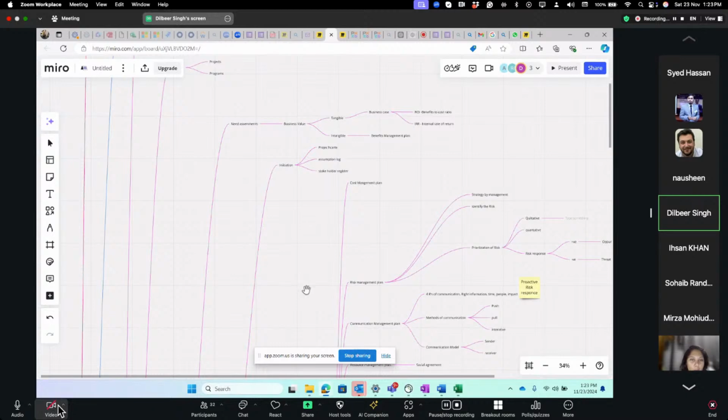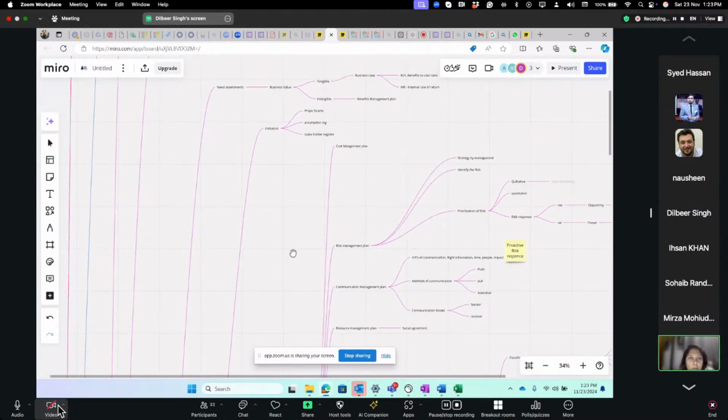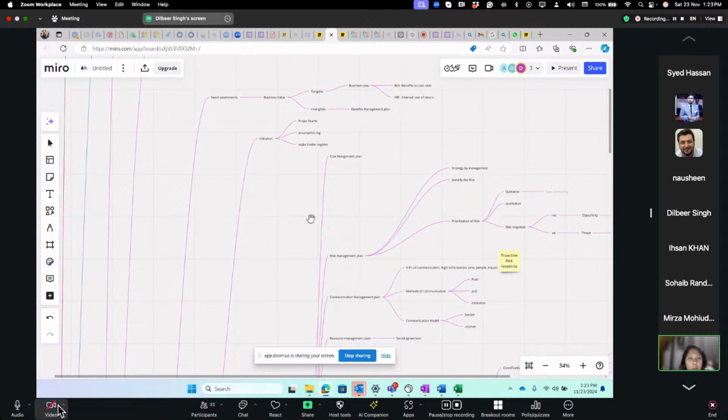We have the initiation phase where we are going to have the project charter, the assumption log, and the stakeholder register. The project charter, as we all know, is a high-level document where we will have the key deliverables and the key high-level objectives of the project.